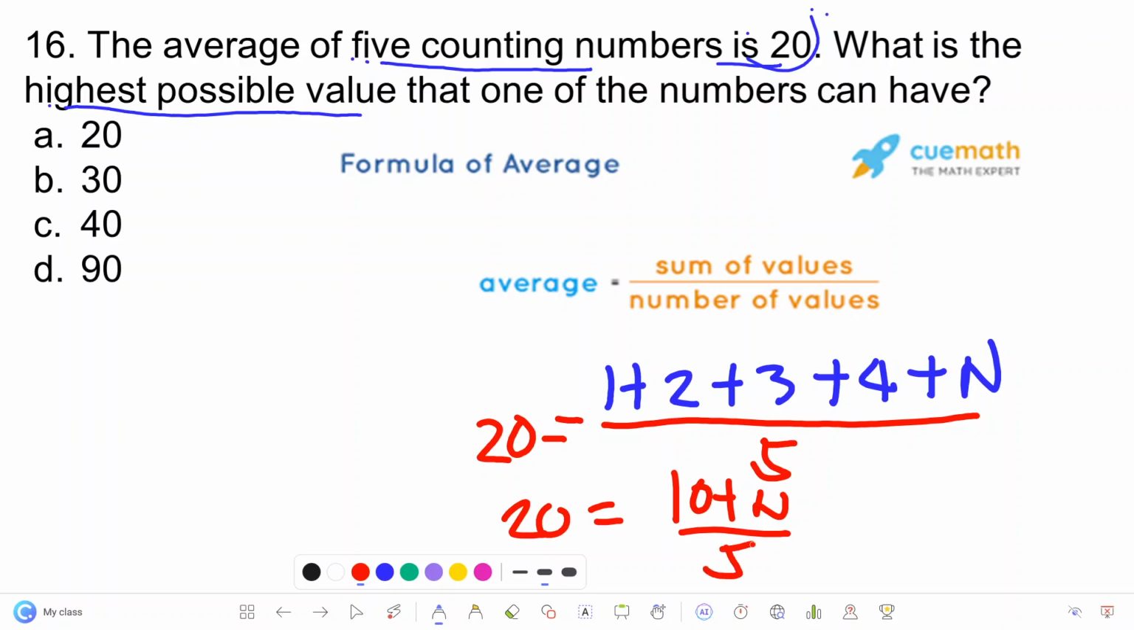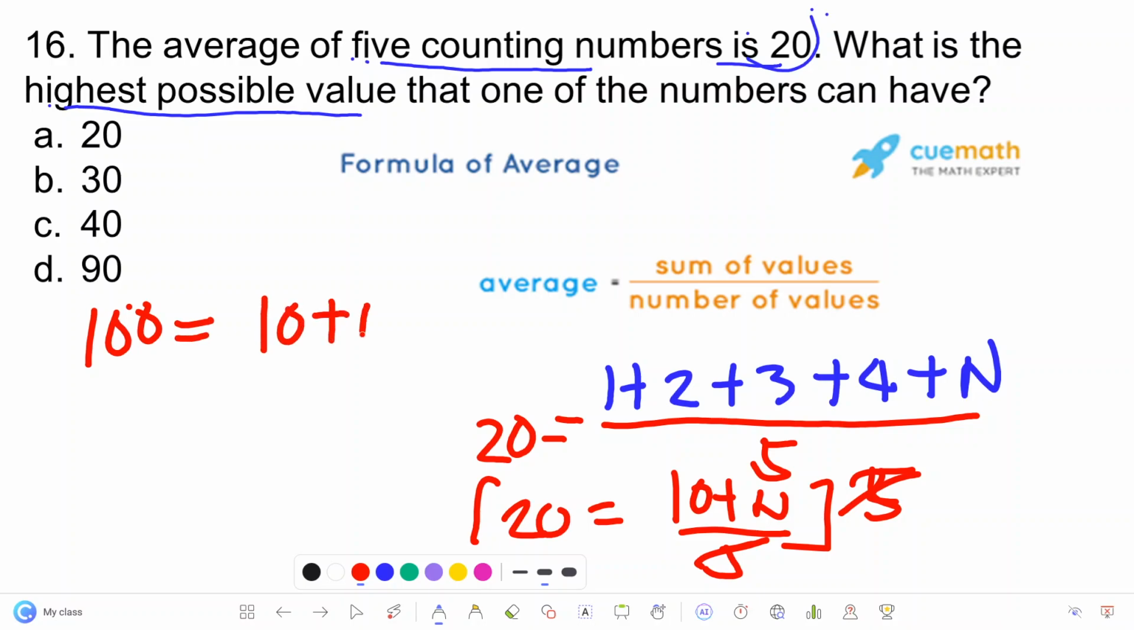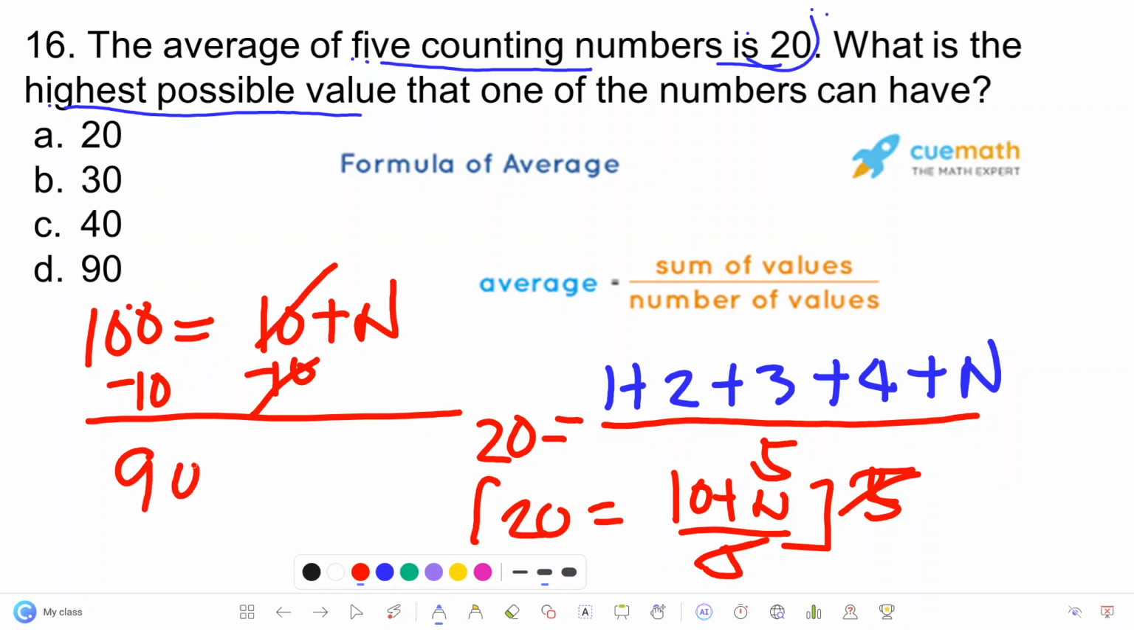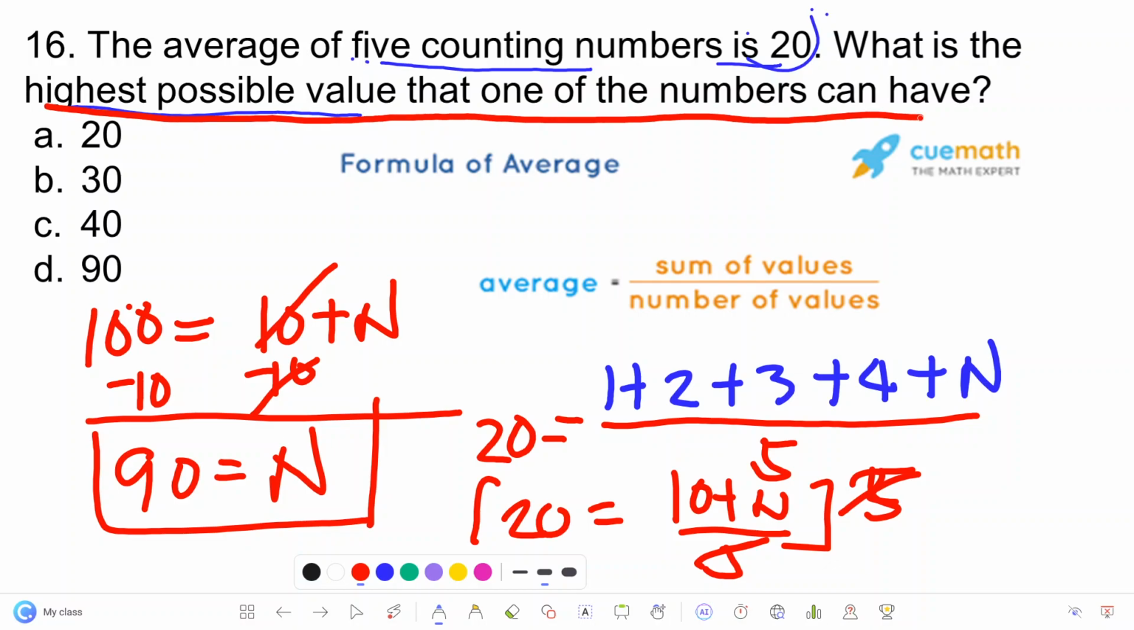Okay. Now, in order for us to remove the denominator, let's multiply both sides of the equation by 5. Okay, 5 times 20 is 100. And then we can cancel 5. So what will be left is 10 plus n. Ngayon, to totally isolate n, we will subtract 10 here. We will subtract 10 here. And what will be left is 100 minus 10 is 90 is equal to n. So, ito yung highest possible value ng one of the numbers.